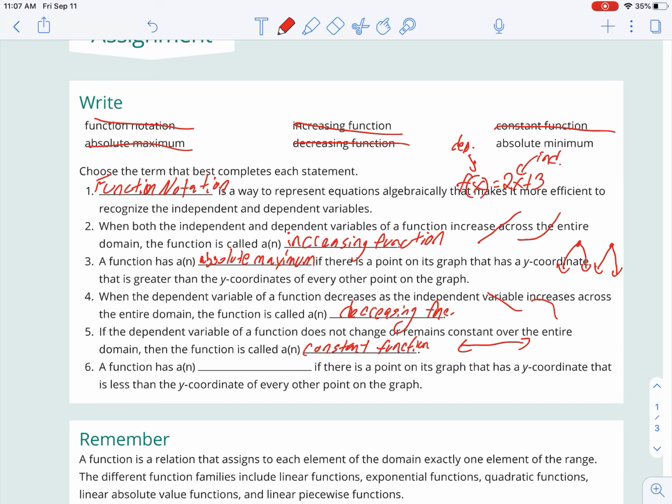And then lastly, a function, if there's a point on its graph that has a y-coordinate that is less than all the y-coordinates, that is called a minimum, or more specifically, an absolute minimum. So something like this, or like this. Those are some obvious ones, okay?